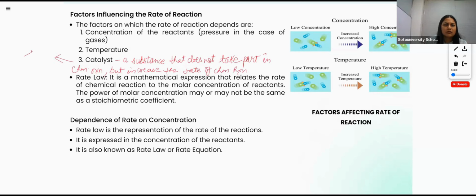We also use a negative catalyst. What does this do? It can be used to decrease the rate of chemical reaction. So a catalyst can be used for both increasing or decreasing the speed of a chemical reaction, right?